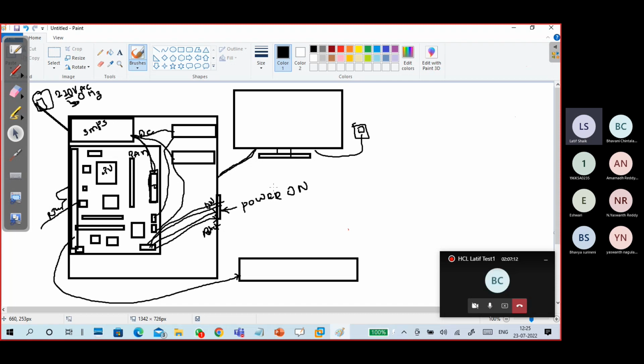Okay, power on. First, power is on. Power is distributed to all components: the CD-ROM, hard disk, motherboard, CPU, and motherboard components. Now, what happened? All the devices that got power will inform the BIOS.